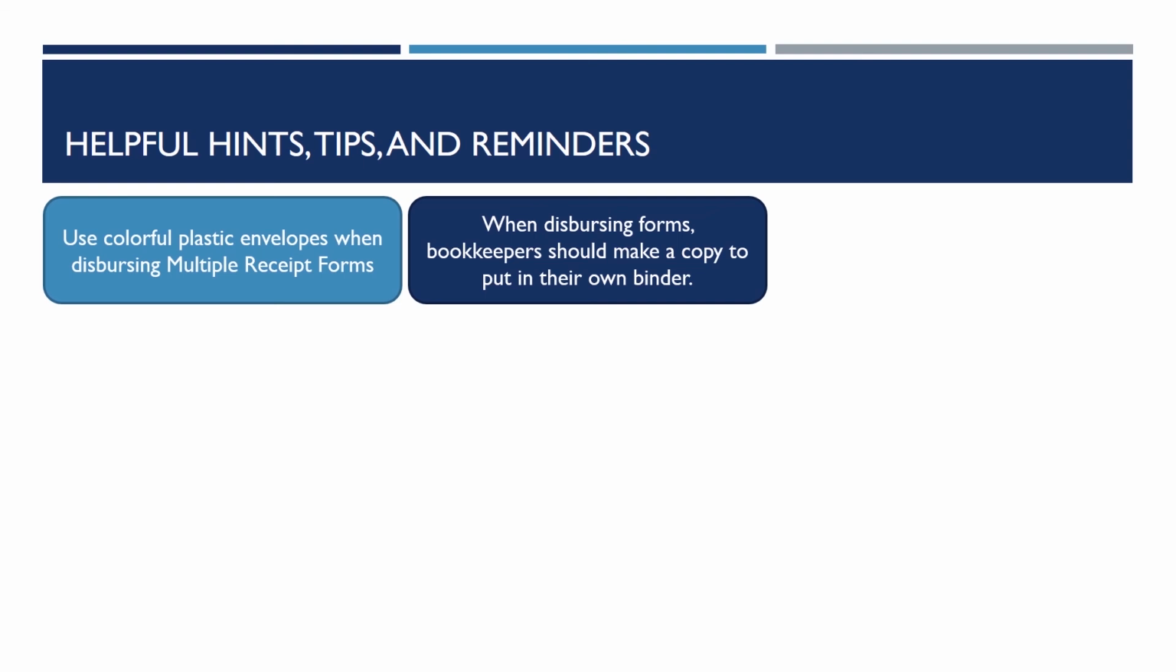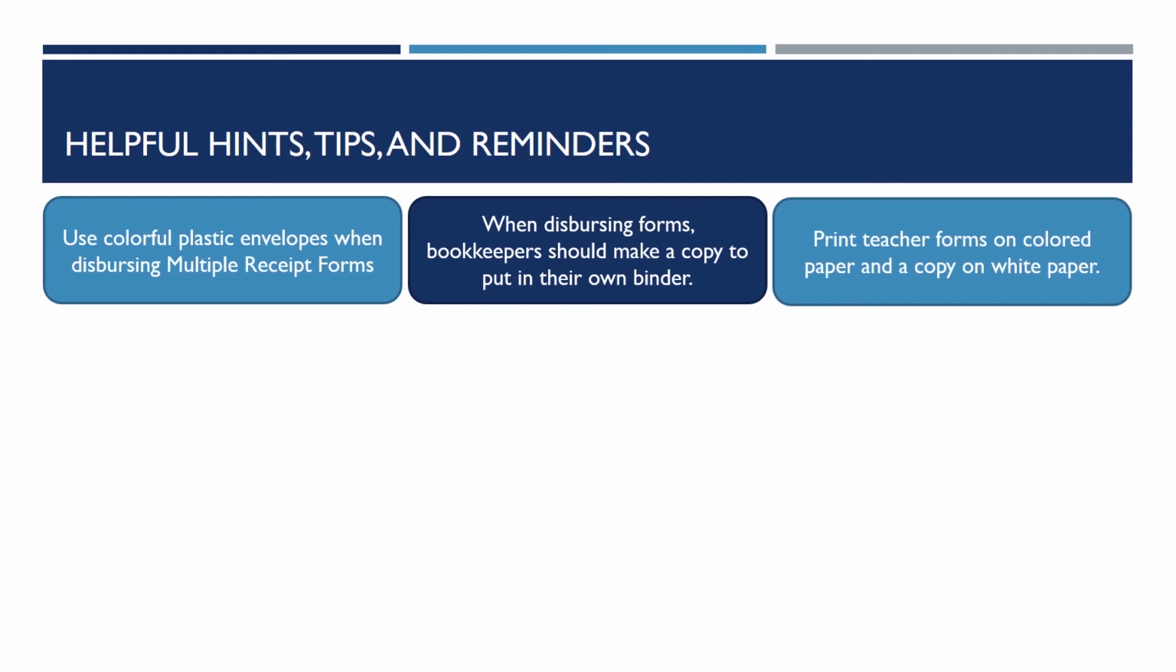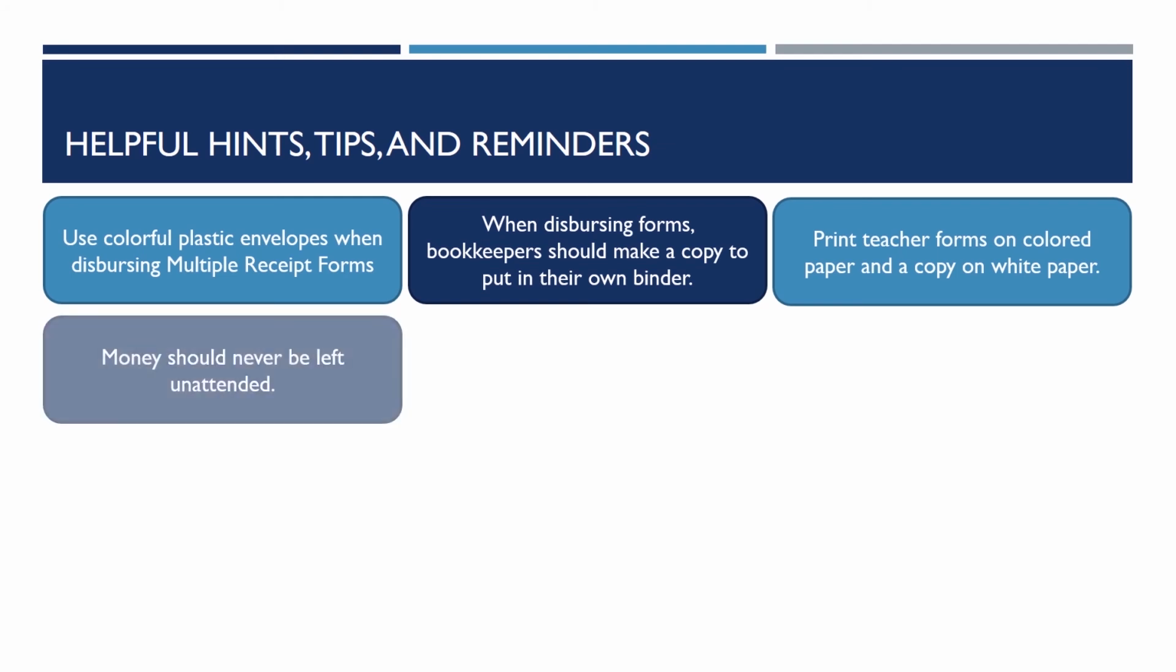When dispersing a multiple receipt form to a teacher or sponsor, the bookkeeper should make a copy of the form and put it in sequential order in their multiple receipt form binder. It is extra backup to help prevent duplicating numbers. Also, print the teacher or sponsor's multiple receipt form on colored paper to easily identify your original form. Print a copy of the original form on white paper and file it in your multiple receipt form binder. By doing so, you can easily identify which teachers or sponsors have not turned in their forms.